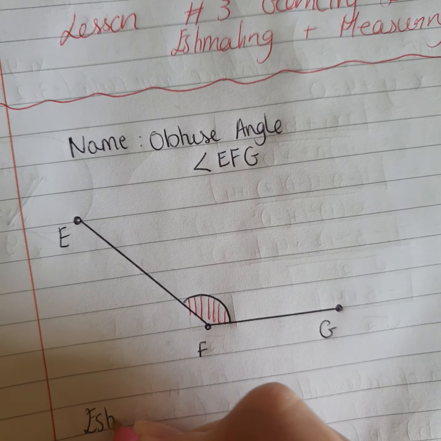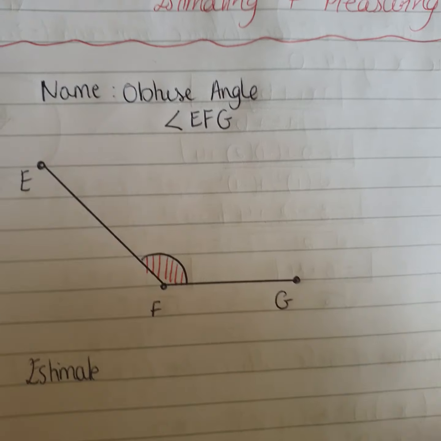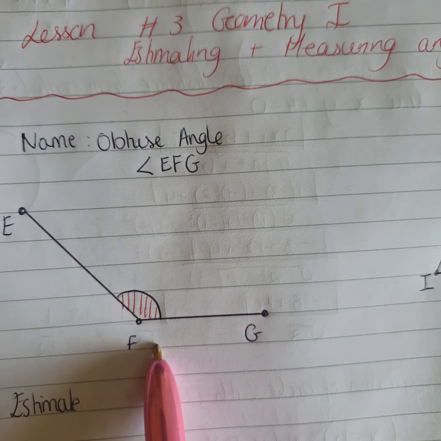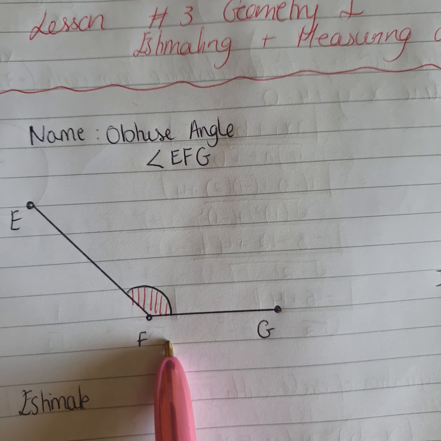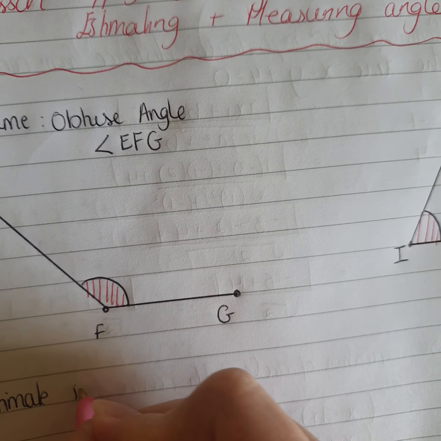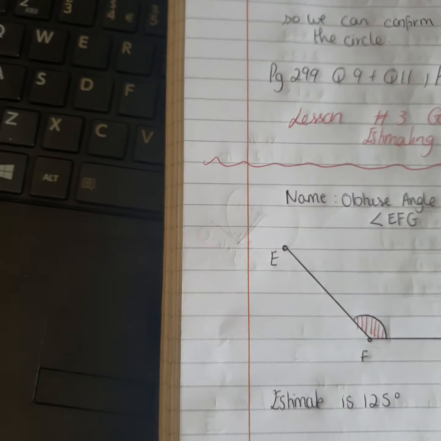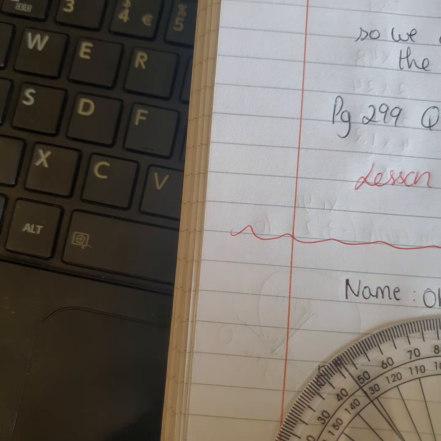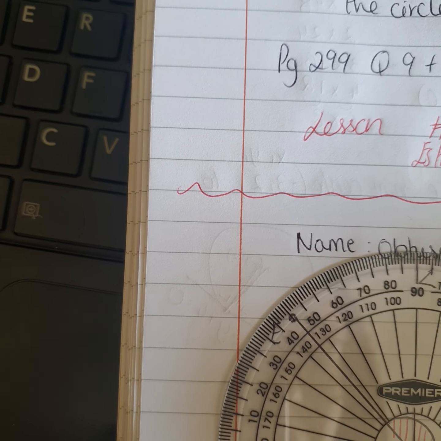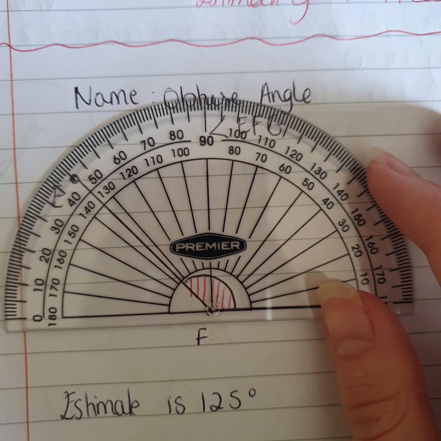The next thing that I'm going to do is estimate what the measurement would be. Okay, so I'm going to say that, remember for an obtuse angle that it's greater than 90 but less than 180. So I'm going to say maybe about 125 degrees. So estimate is 125 degrees, okay? Then what I do is I'll get my protractor, right? So remember I line it up and I put it at the corner, put my baseline down at the corner where the angle is.